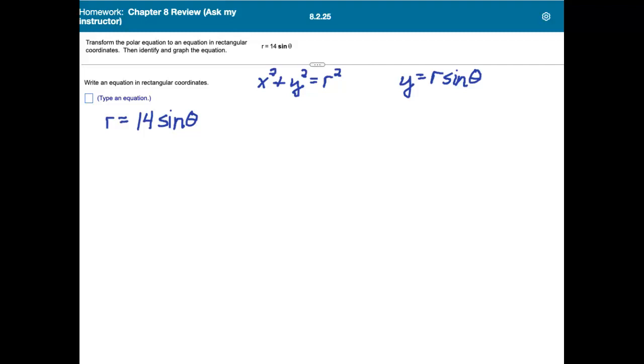In this problem on MyMathLab, you're asked to transform the polar equation to an equation in rectangular coordinates and then identify and graph the equation. So with this equation, r equals 14 sine theta, our first step is to multiply both sides by r. If we do that, then we end up with r squared equals 14 r sine theta.